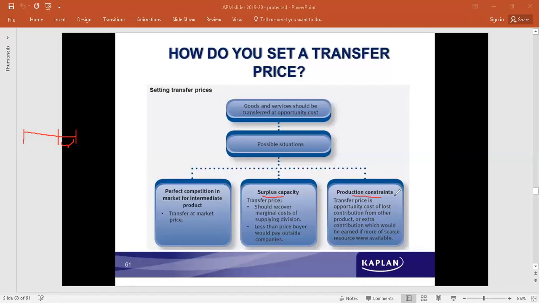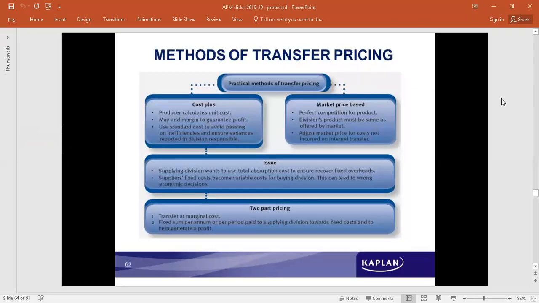So remember these three situations. If it is a perfect competition, the same selling price will be charged to the internal department also. If there is surplus capacity, then utilizing the surplus capacity, they would be incurring only the variable cost, so the transfer price could be as low as the variable cost. If there are production constraints or they are already operating at 100% capacity, the price would be the opportunity cost plus the marginal cost. Okay, so these methods you remember.